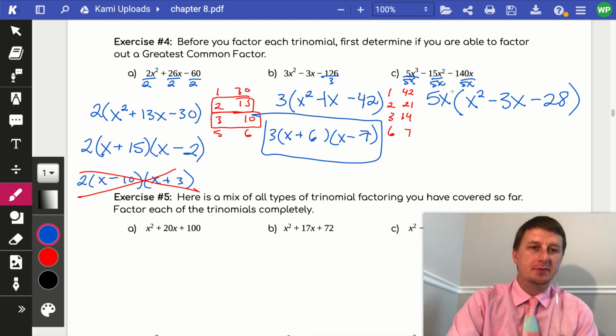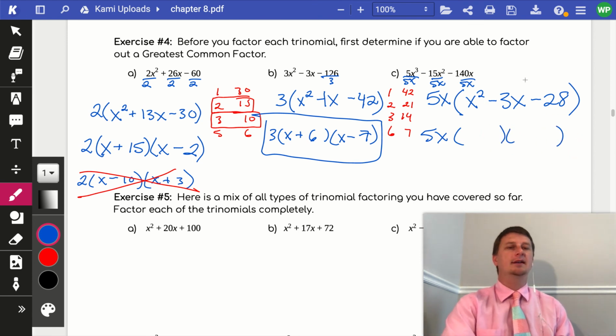Now we look inside those parentheses. Again, no GCF inside those parentheses. That's good. That means we factored out the right GCF the first time. And now we want to bring down that 5x, and we're going to open up two sets of parentheses to see if this thing up here factors further. Start off each with an x, because x times x will give us x squared.